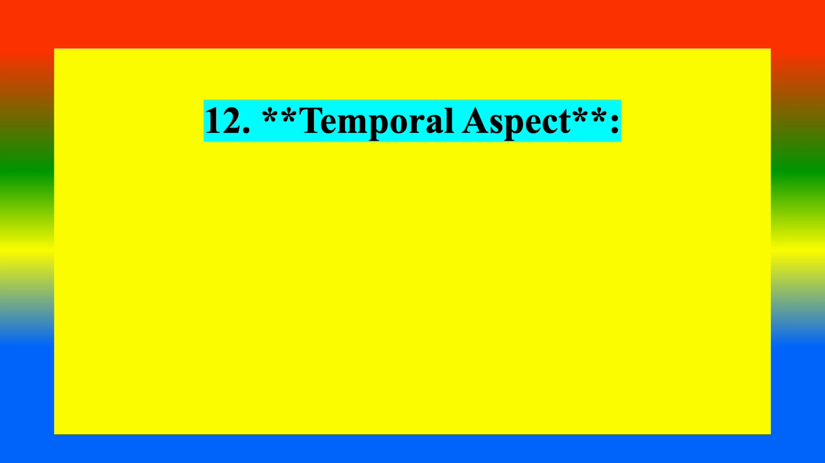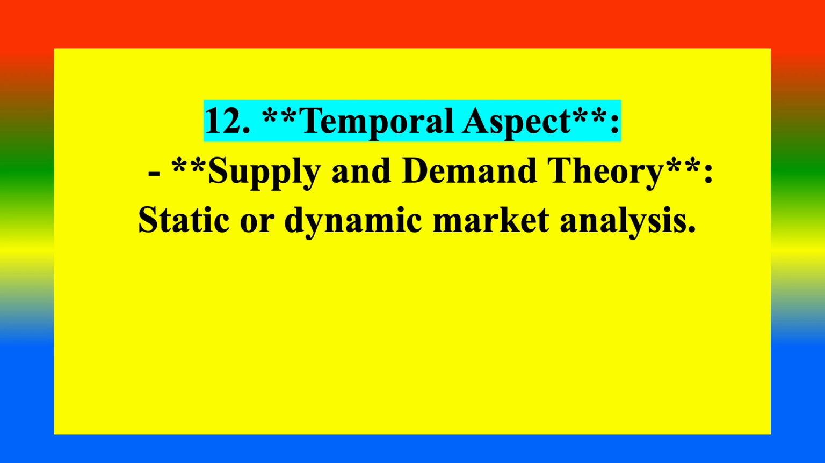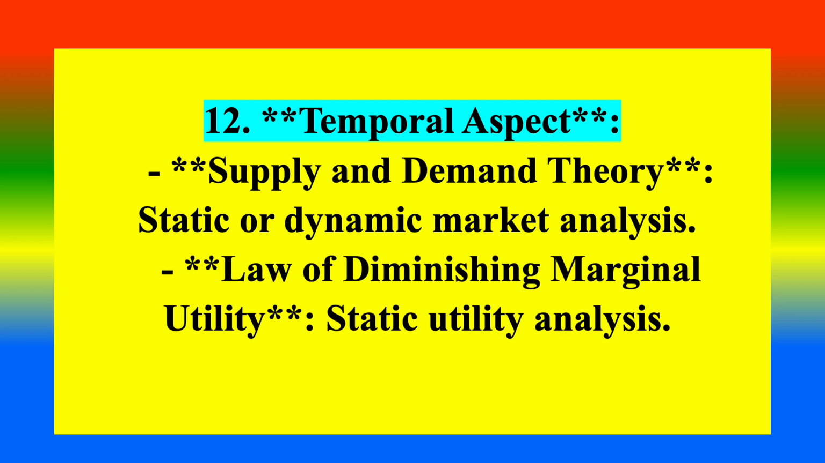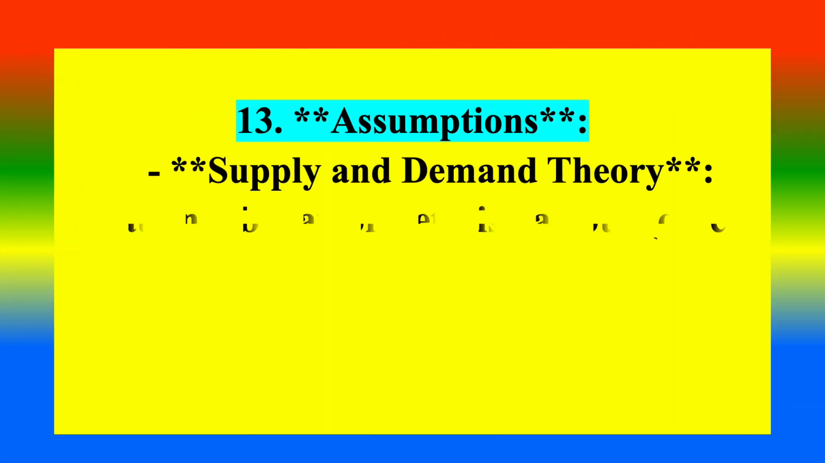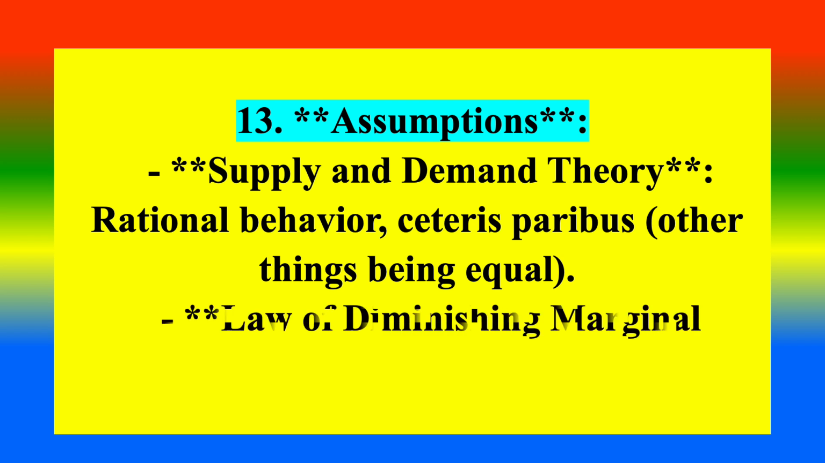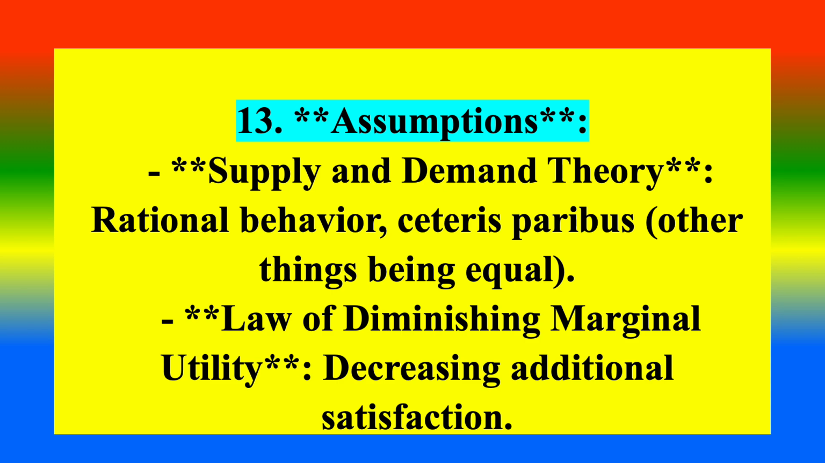Twelve, temporal aspect: supply and demand theory involves static or dynamic market analysis. The law of diminishing marginal utility is a static utility analysis. Thirteen, assumptions: supply and demand theory assumes rational behavior and certain conditions, other things being equal. The law of diminishing marginal utility assumes decreasing additional satisfaction.